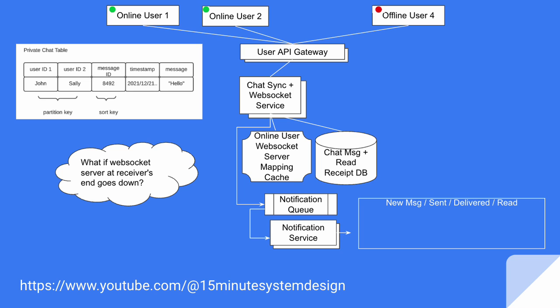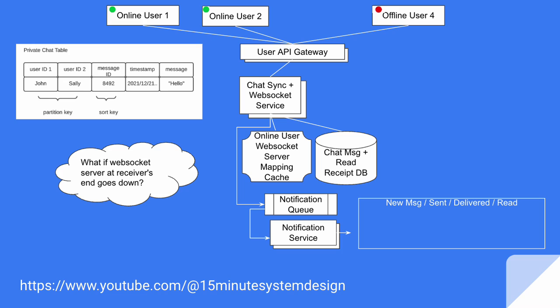Cool. Now, what if the WebSocket server at the receiver end goes down while user 1 was trying to send a message to user 2? Okay, how are we going to handle this? So if the user gets disconnected, or let's say the WebSocket server gets killed, the chat service would immediately remove the user 2 to WebSocket mapping from the cache and also send a push notification to the user 2 device client saying, hey, a new message is available. So this way the user 2 device client can pull all new messages from the chat service when the device comes online next time.